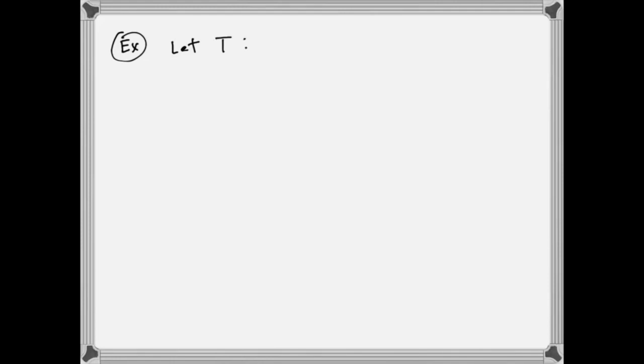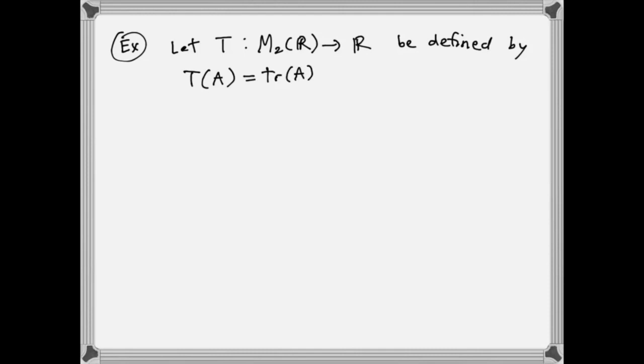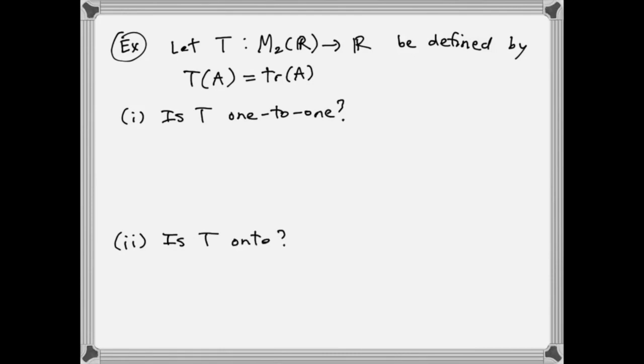So let T, which goes from M to R, be defined by T takes a matrix to its trace. First, is T 1-to-1? And second question, is T onto? So let's think first, is T a 1-to-1 map?